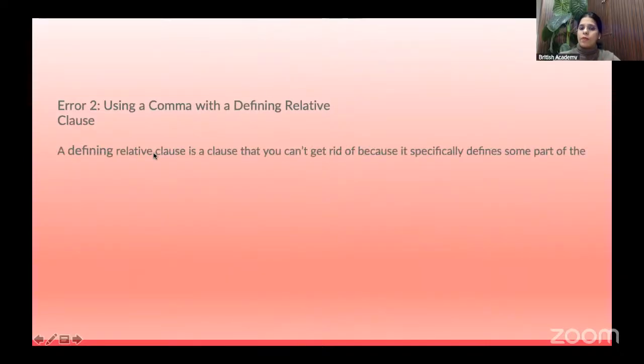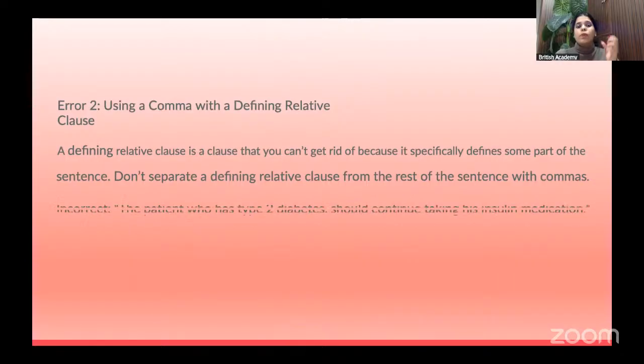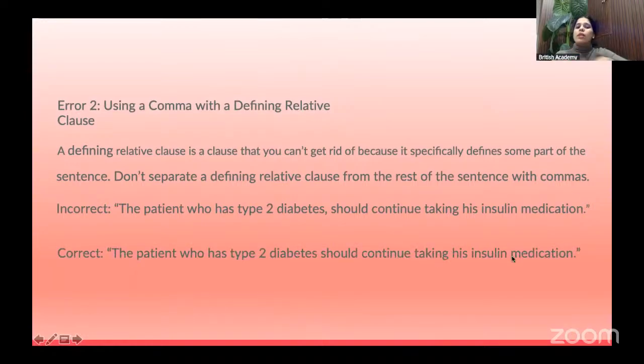Okay. The next error that we have is using a comma with a defining relative clause. I've seen a lot of confusion. A defining relative clause is something that you cannot get rid of because it specifically defines some part of the sentence. You don't have to separate this defining relative clause from the rest of the sentence with commas. That's wrong. So, the patient who has type 2 diabetes should continue taking his insulin medicine. I don't need to put a comma before who has, because it is essential to note that this patient has type 2 diabetes. So it is a continuous part of the sentence.